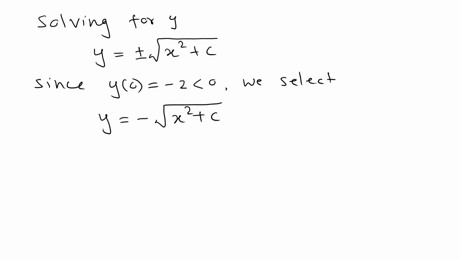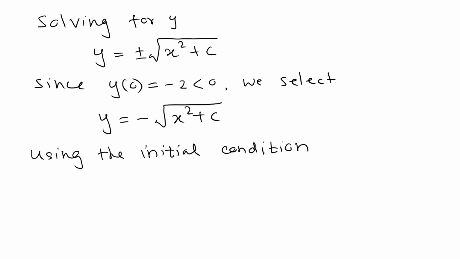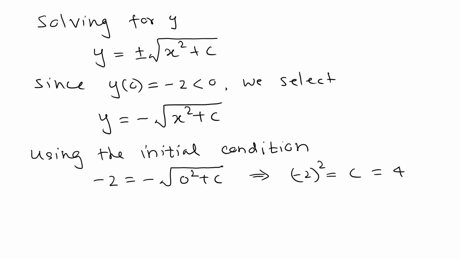Now we're going to find the c. So we can use the initial condition now, which is y(0) equal -2. So you get -2 equal negative the square root of 0 squared plus c. And then we can solve for c. We can square both sides. When you square both sides, you get (-2) squared, and on the other side, you get c. So c equal 4 in this case.